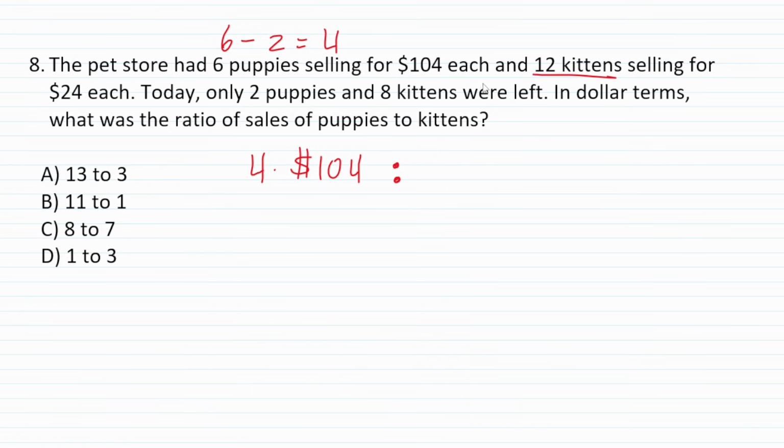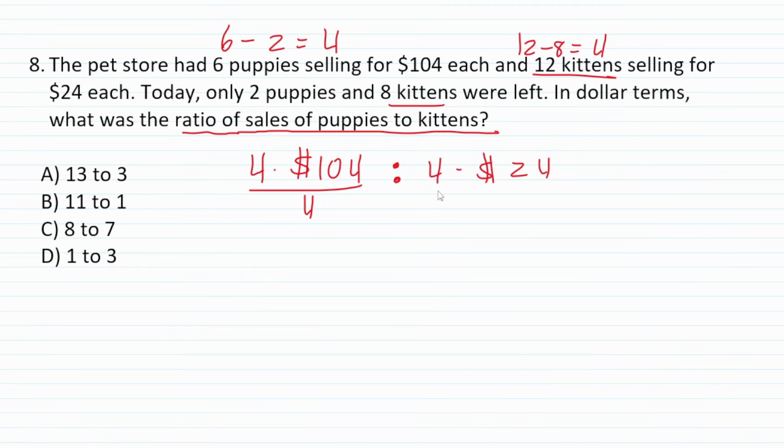We started with 12 kittens. There's 8 left. 12 minus 8 means that 4 were sold. To find the number of sales for kittens, we're going to do 4 times 24. So this is a ratio of the sales of puppies to kittens right here. That said, we do have to reduce this ratio. Right away, you should notice that we can divide both of these by 4, which will enable us to cross these out. This leaves us with 104 to 24.